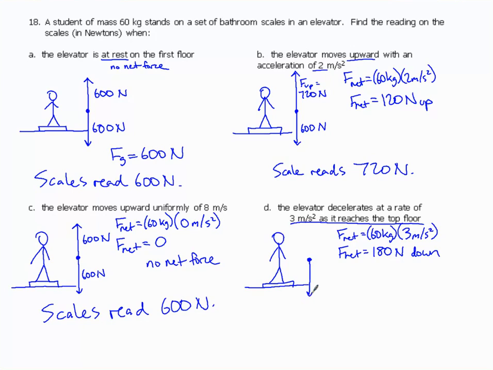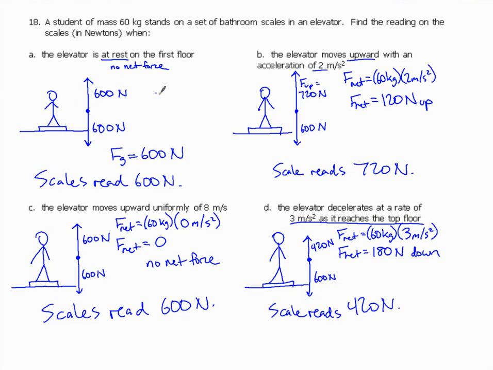So let's draw a diagram. There's my weight, 600 newtons. Here's my upward force, which is 600 minus 180, 420 newtons. And the scale is reading 420 newtons. Now, if you think about this, you probably actually encountered this in your life. You just didn't have a scale with you, most likely.